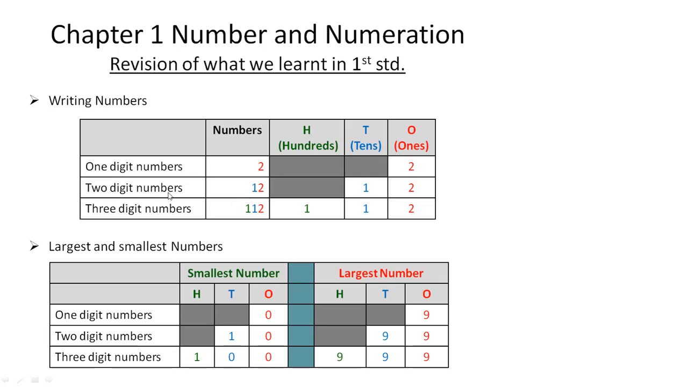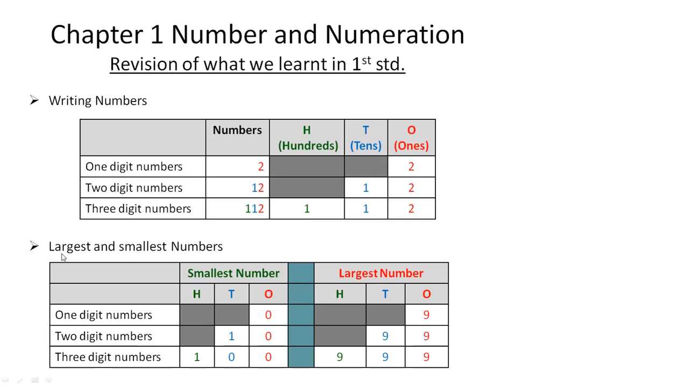Two digit numbers, like for example 12. Now 2 will go to ones and 1 will go to tens. Three digit numbers, 112. So here this 2 will go to ones, 1 will go to tens, and this 1 will go to hundreds. You know, this is how we write the numbers. Very simple.